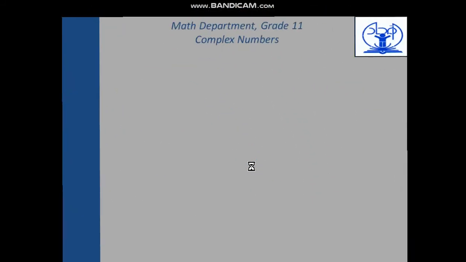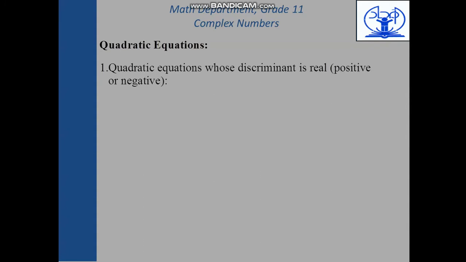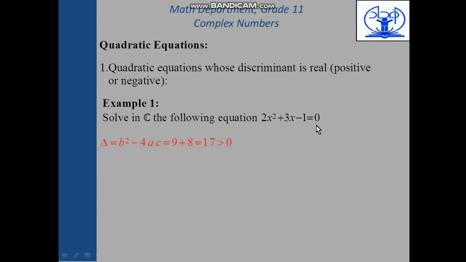Quadratic equations whose discriminant is real, positive or negative, doesn't matter. Example 1. Solve in the set of complex numbers C the following equations. The first equation: 2x squared plus 3x minus 1 equal to 0. We calculate the discriminant delta. Delta equal b squared minus 4ac, which is equal to 9 minus 4 times 2 times minus 1, which is 9 plus 8, equal 17, positive.